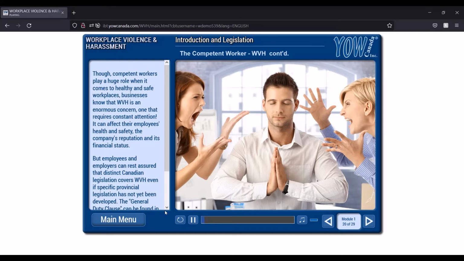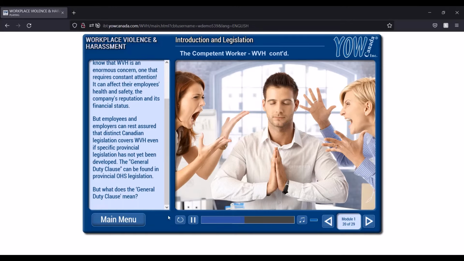Though competent workers play a huge role when it comes to healthy and safe workplaces, businesses know that WVH is an enormous concern, one that requires constant attention. It can affect their employees' health and safety, the company's reputation, and its financial status.